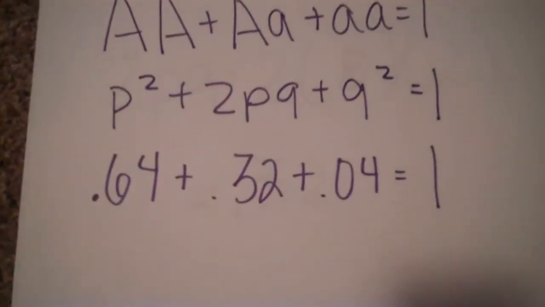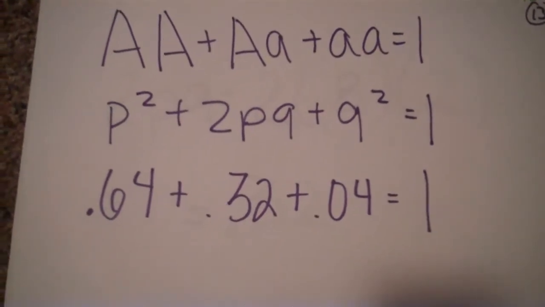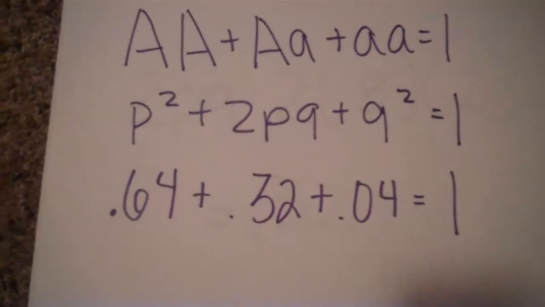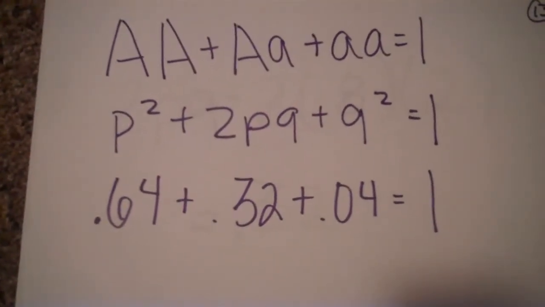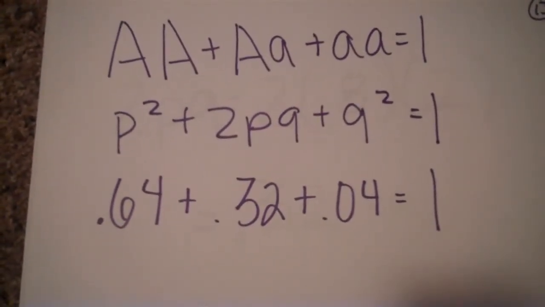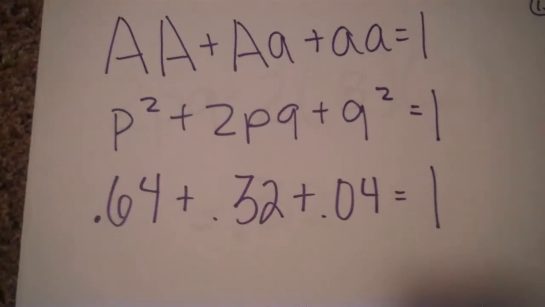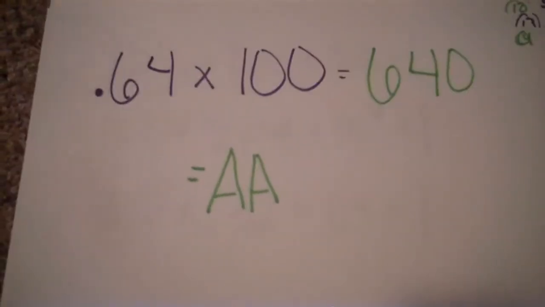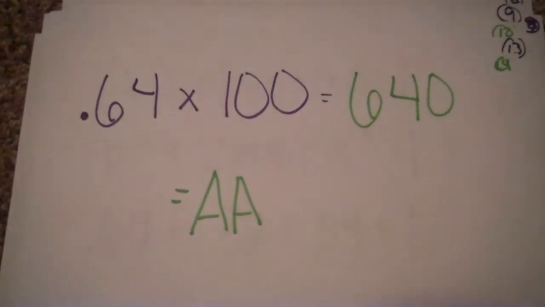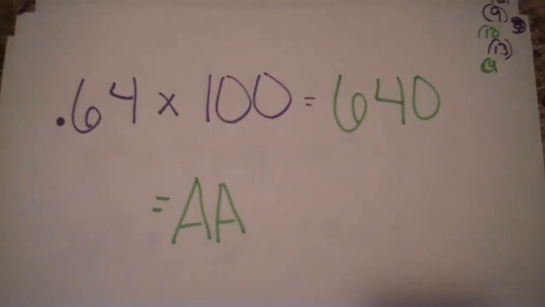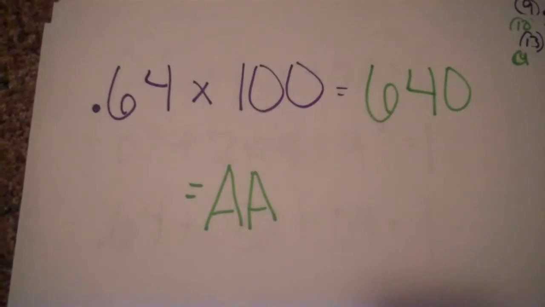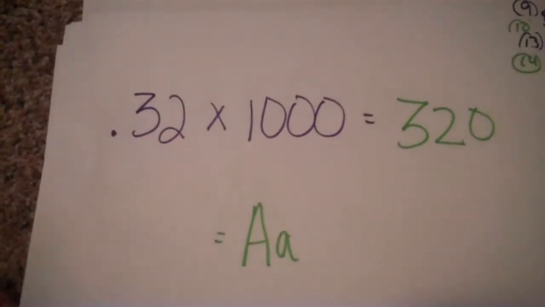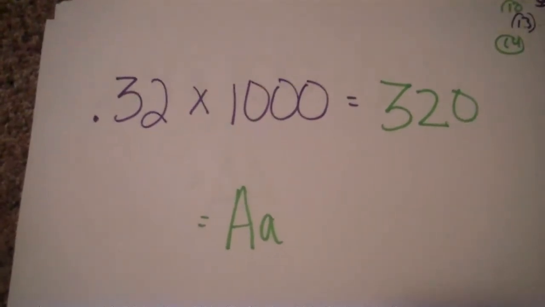And then in the problem, it also said that the population was a random 1,000 people. So you would need to take each of those genotypes, 0.64, 0.32, and 0.04 times 1,000. So 0.64 times 1,000 is equal to 640. So 640 people are big A. And then 0.32 times 1,000 is equal to 320.